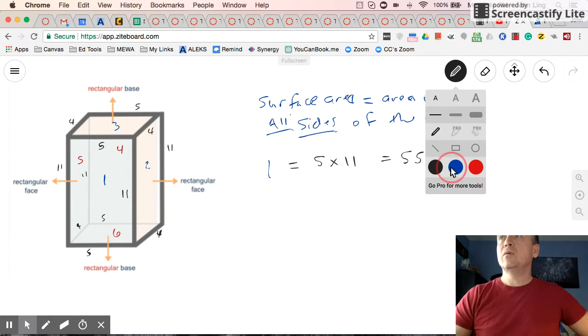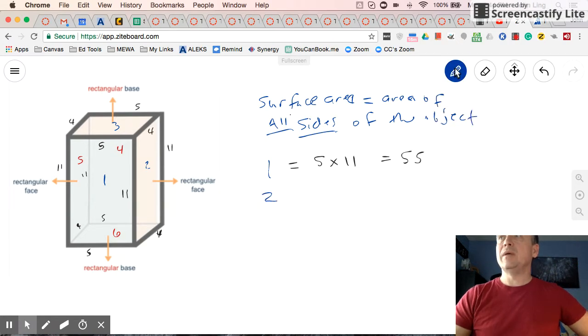Side 2 would be right here. This is side 2. And we said this was 4, also times 11, because side 2 also shares the same edge here, basically the height of this prism. 4 times 11 is 44.